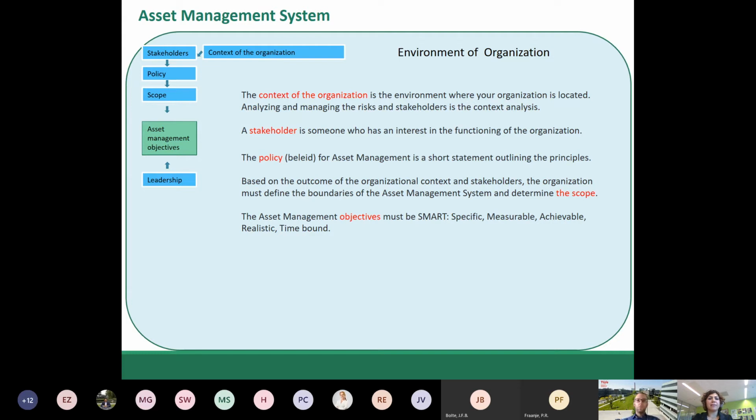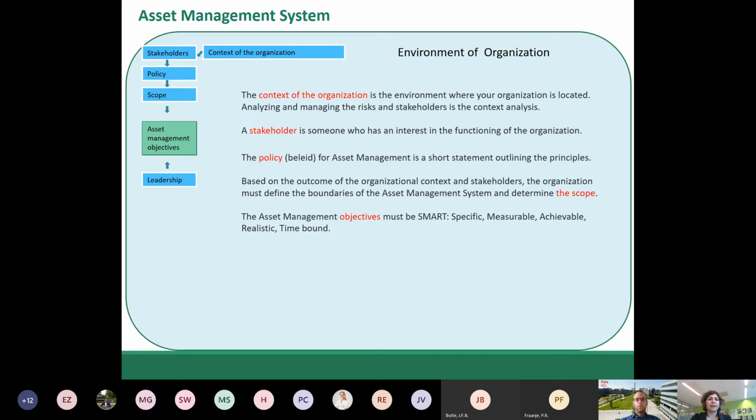It is the environment where your organization is located. It can be external or internal. External context is like financial or economic context. Internal context is, for example, the internal culture of the organization. Analyzing and managing the risk and stakeholders is actually context analysis. Then it comes to stakeholders. A stakeholder is someone who has an interest in the functioning of the organization.